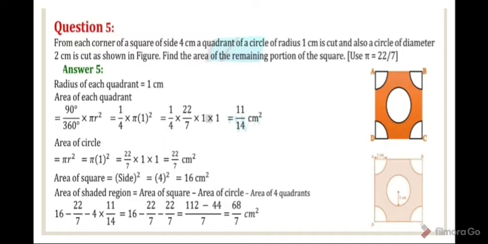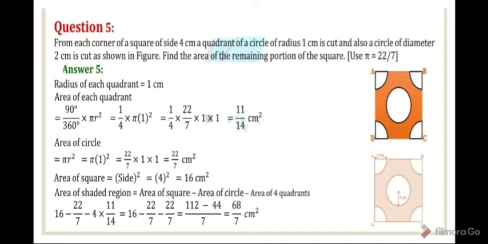The question is, from each corner of a square of side 4 cm, a quadrant of a circle of radius 1 cm is cut, and also a circle of diameter 2 cm is cut as shown in the figure. Find the area of the remaining portion in the square. That means if you look at the first figure, you have to find the area of the orange portion.